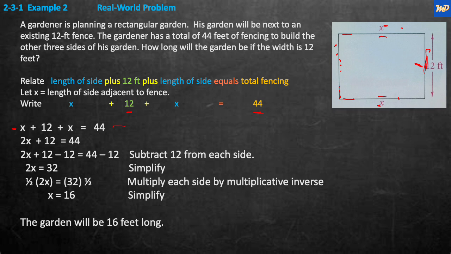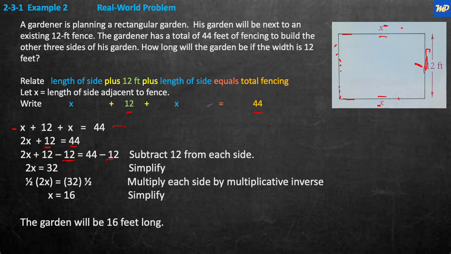Okay, and then we're going to combine the like terms on the left side. It's two x's. 2x plus x is two x's. We still have the plus 12, and it still equals 44 feet. Well, now we get the 12 to the other side because we want the x to be alone. And when we do that, we have 2x plus 12 minus 12 is equal to 44 minus 12.